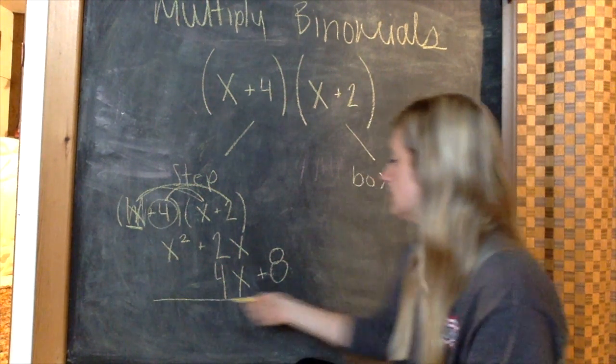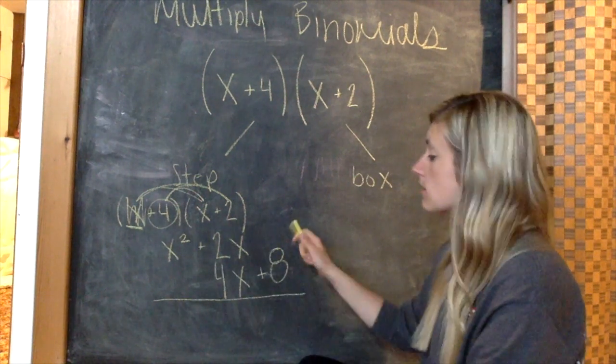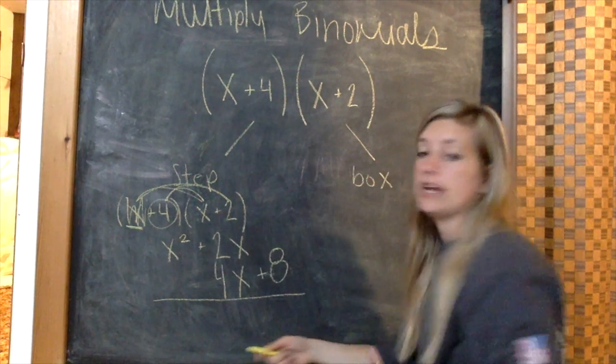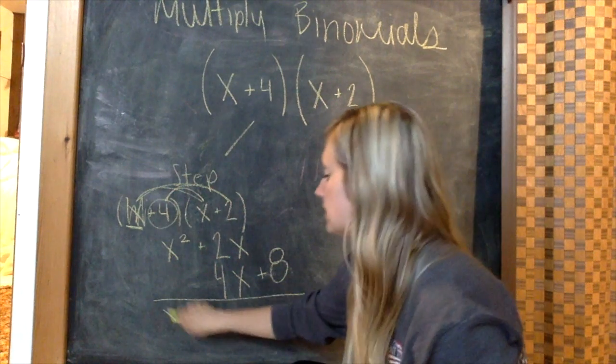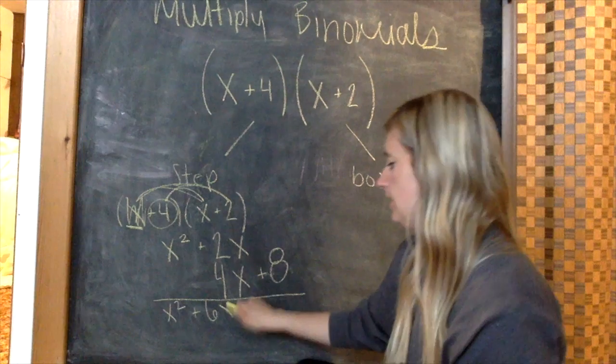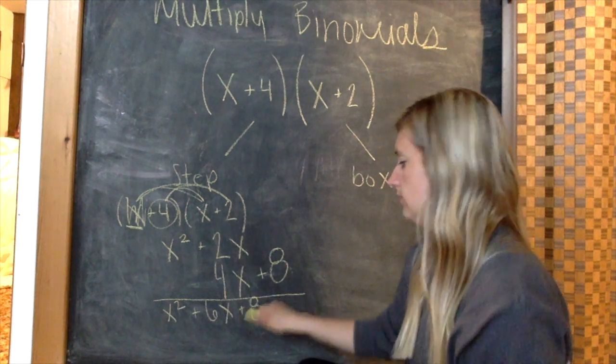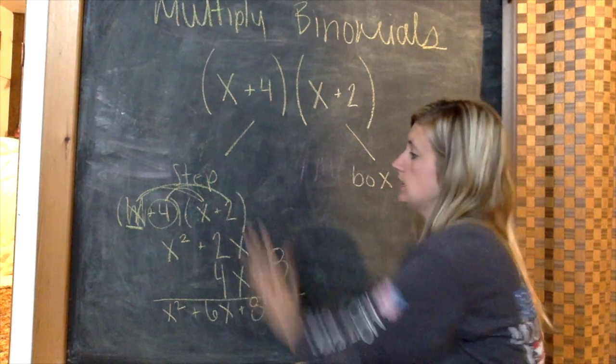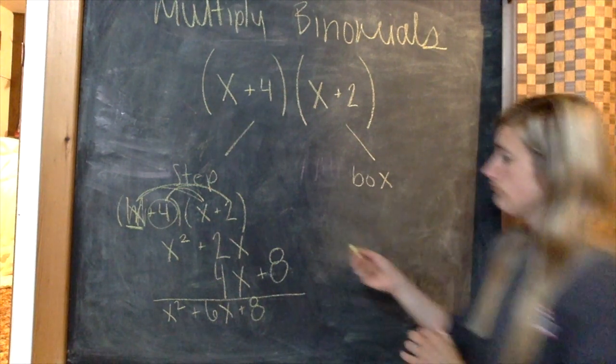And so now I just simply have to combine. They're already nice and neat, lined up. They already have all of their terms together. So my x squared carries down. 2 plus 4 is 6. And then my 8 carries down. Okay, so that's the step.